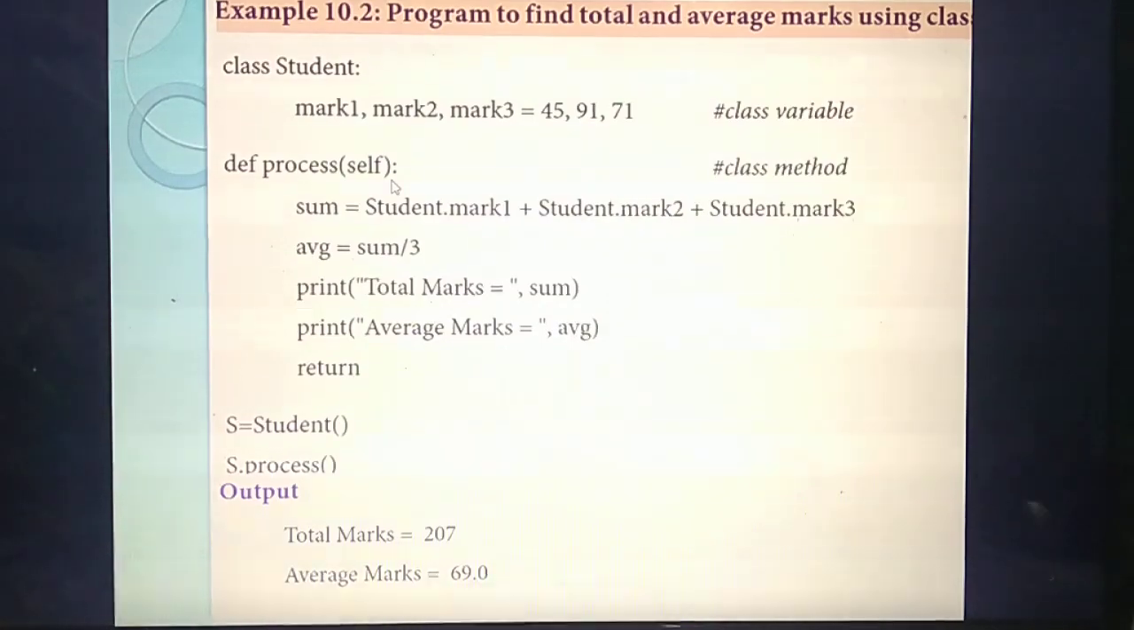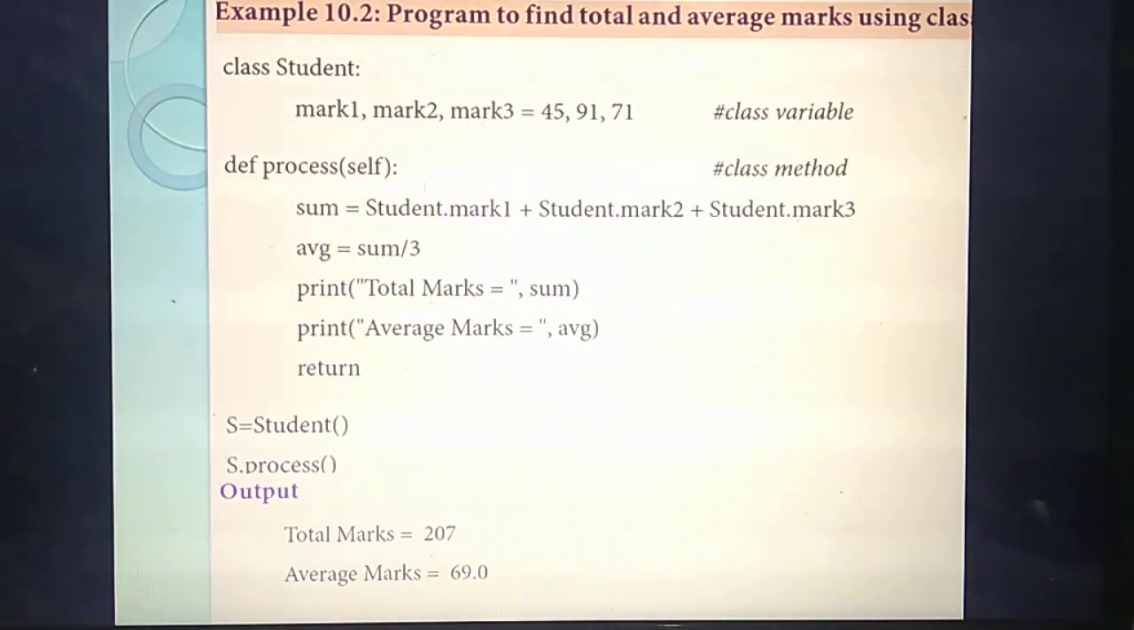So listen, the function starts with the keyword def, then the function name process, with an argument called self. Next, you are going to access the three variables. What's the format for accessing the variables? Class name dot variable. So you are going to add three variables. Sum equal to, what's the class name? Student. So student.mark1 + student.mark2 + student.mark3.